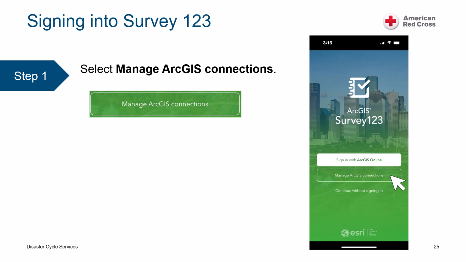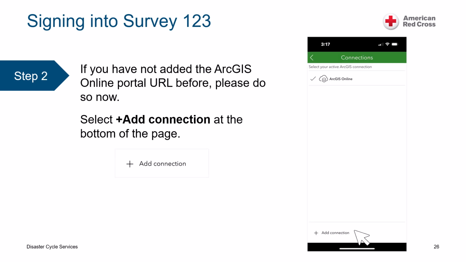Now it's time to sign into Survey 123. You will need to set the portal to our ArcGIS online account. Select Manage ArcGIS Connections. If you have not added the ArcGIS online portal URL before, please do so now. Select Add Connection at the bottom of the page.